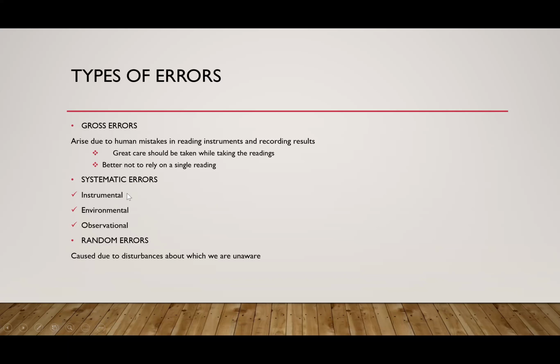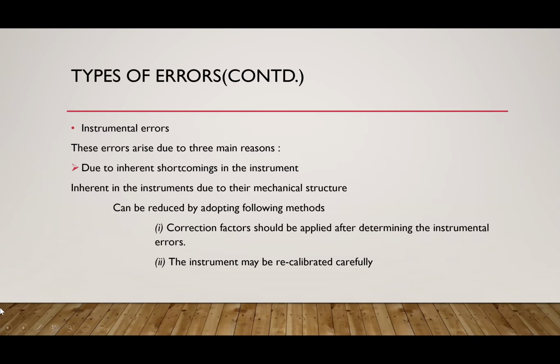So under systematic errors, we can have instrumental errors, environmental errors, or observational errors. Instrumental errors could be, for example, that your instrument has some zero error, and the operator doesn't know about it, then it is obviously going to incorporate some error into your reading.